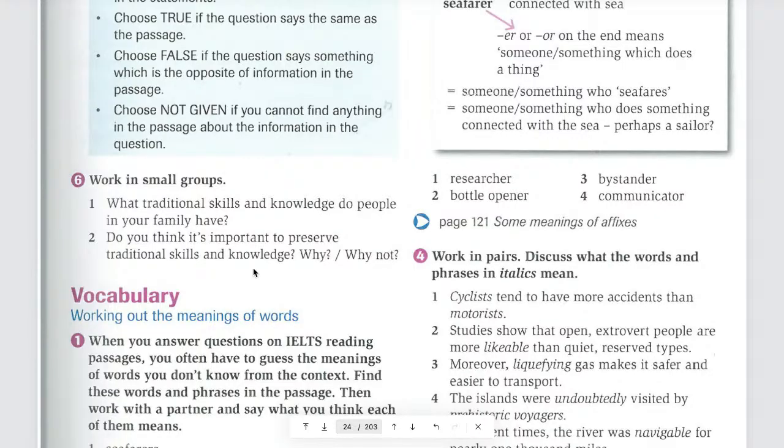Of the family? What? Of the family. Or something else, in general. Not only in the family, but in general.